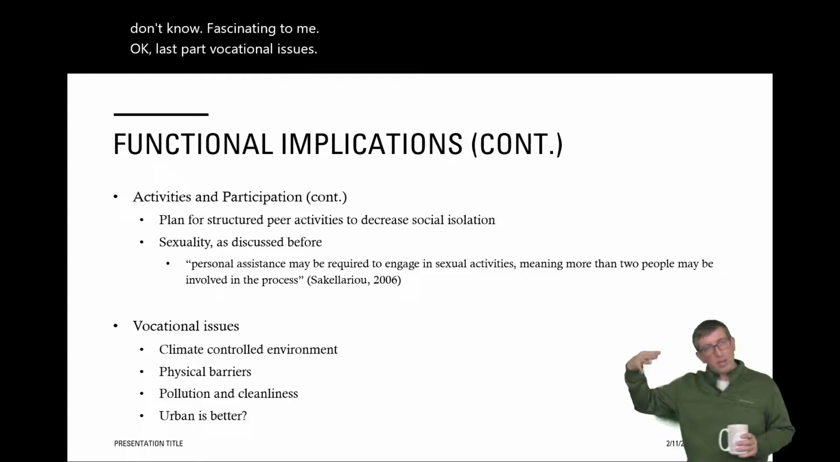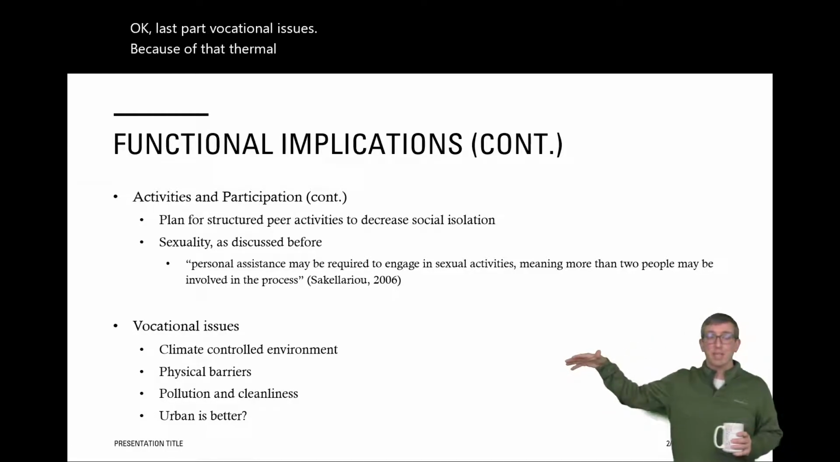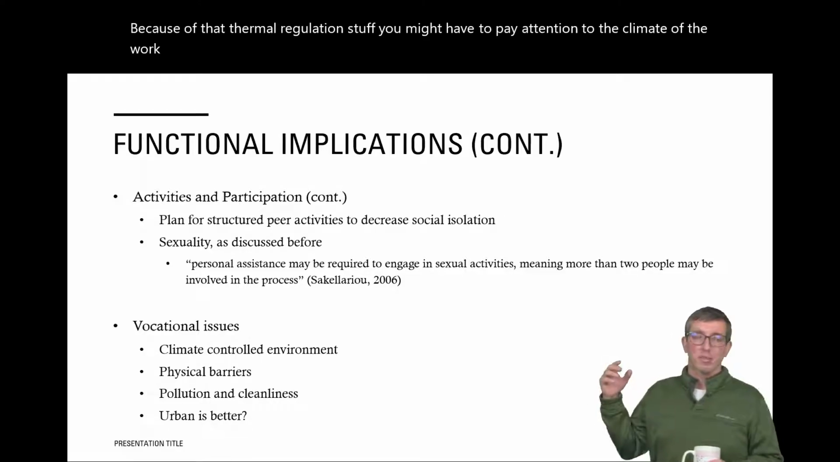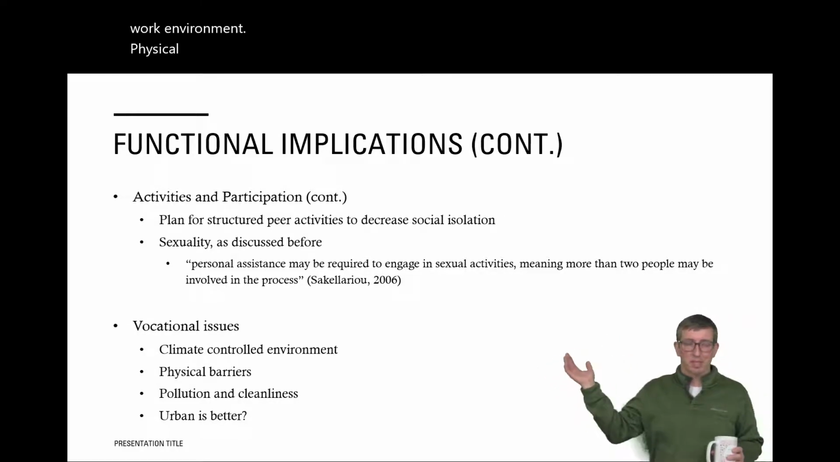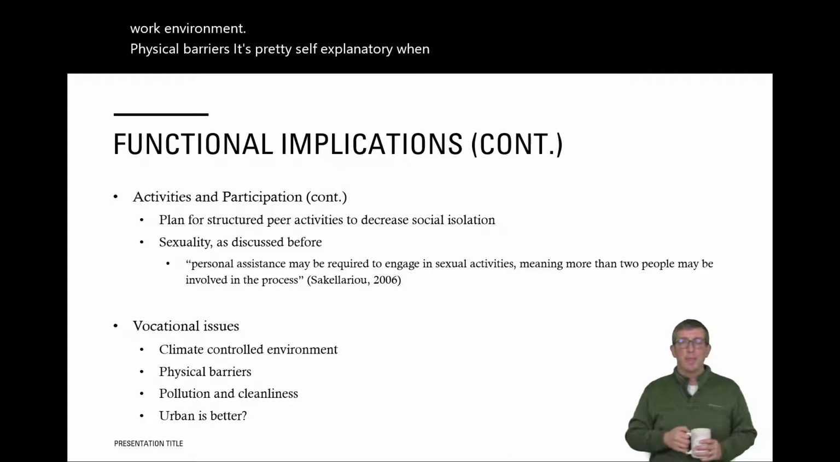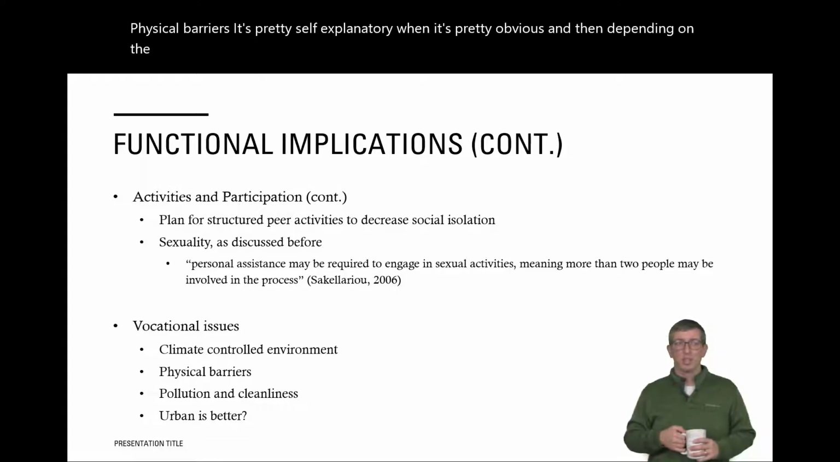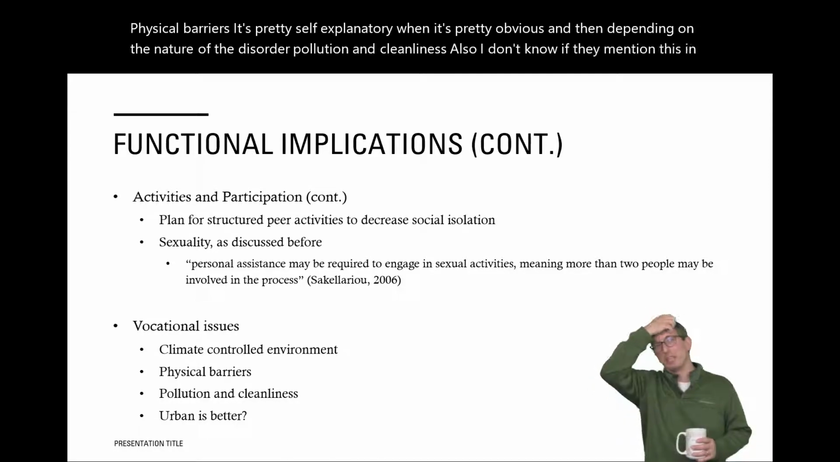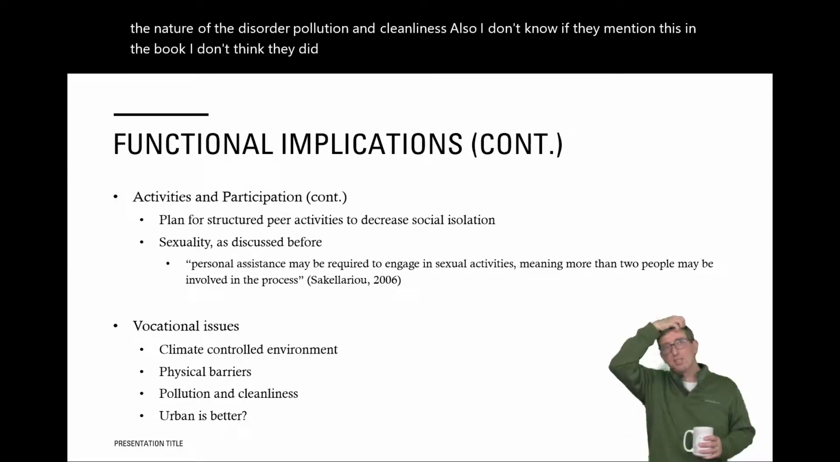Okay, last part, vocational issues. Because of that thermal regulation stuff, you might have to pay attention to the climate of the work environment. Physical barriers, that's pretty self-explanatory. And then depending on the nature of the disorder, pollution and cleanliness. Also, I don't know if they mentioned this in the book, I don't think they did, but access to resources.